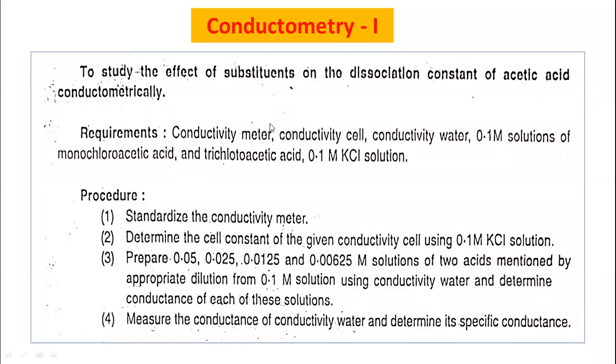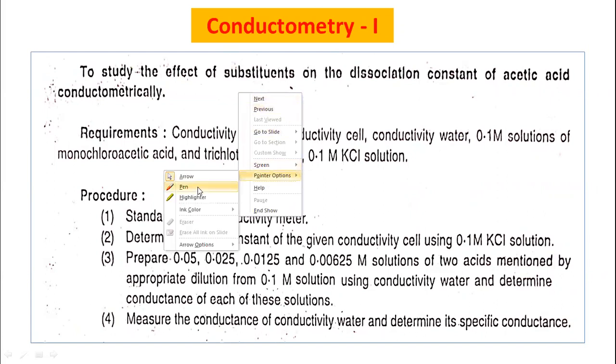In this lecture, I would like to discuss the first conductometry experiment. The aim of the experiment is to study the effect of substituents on the dissociation constant of acetic acid conductometrically.